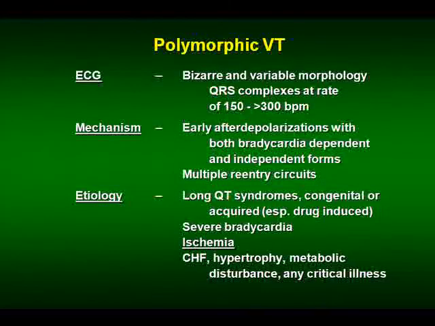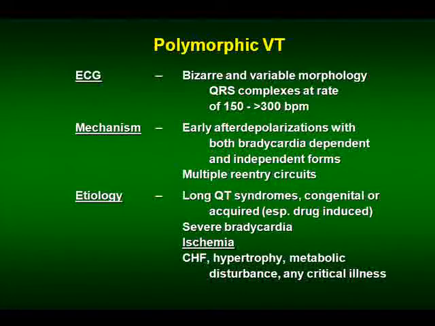Now, that's monomorphic VT. We've talked a little bit about cardiac arrest. What about polymorphic VT? Well, here we have a bizarre and variable QRS morphology, and the rates are highly variable. Sometimes you have very slow rates at about 150 beats per minute. Sometimes they're greater than 300. And the key here is recognizing the syndrome and putting it together with other factors.